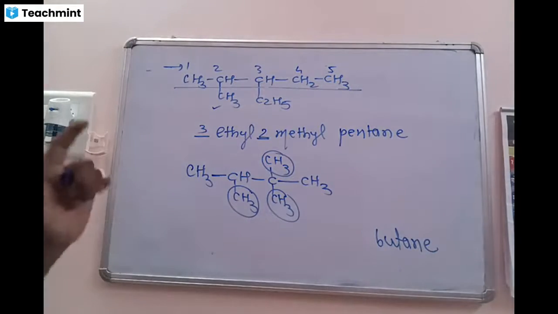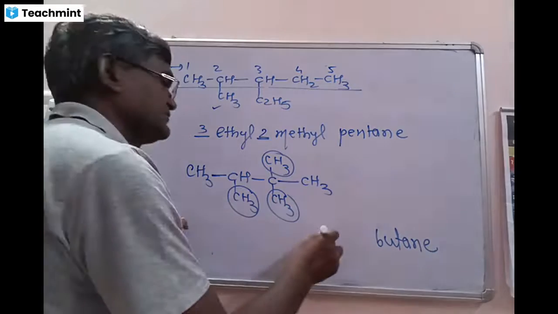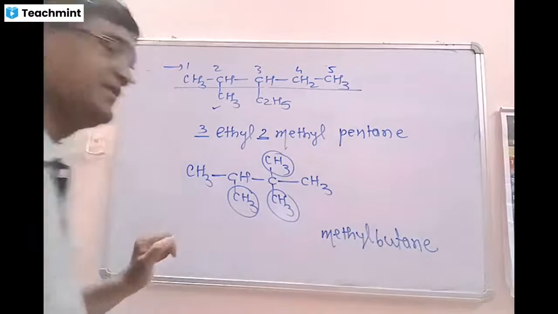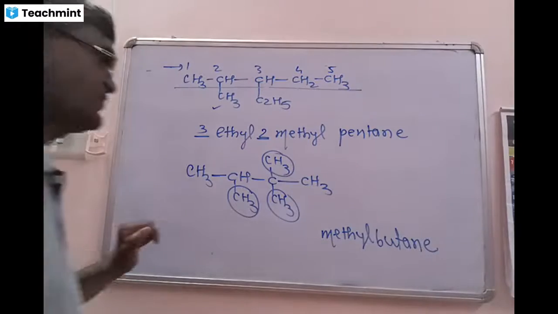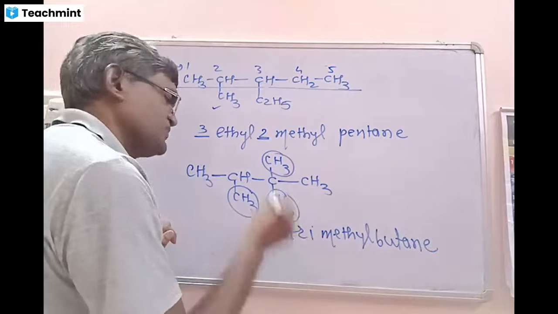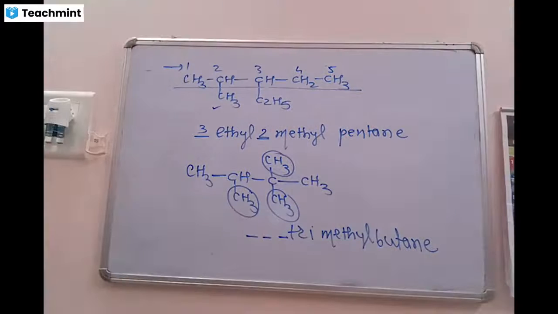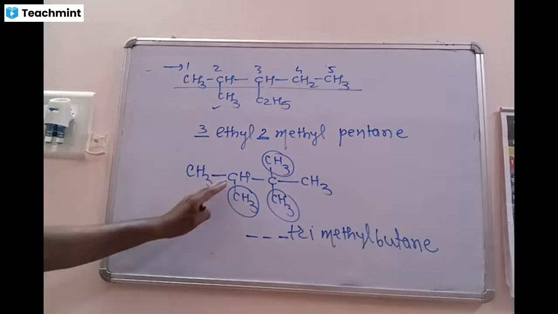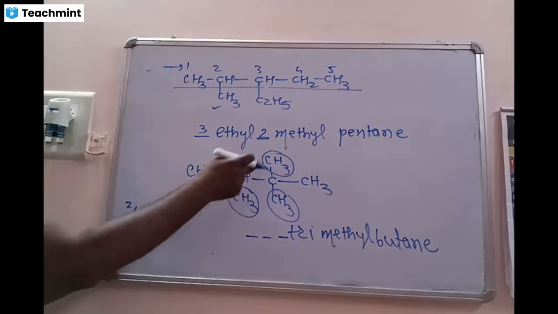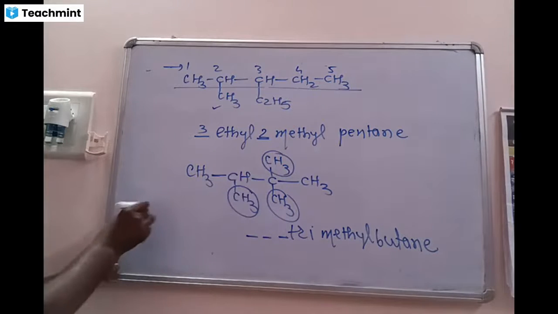Okay. What is their name? Methyl. How many? 3. For 3, I have to write trimethyl, and then there should be position. Right? Now, if you go from this end, then 2, 3, 3. What should be the position? 2 for this, 3 for this, and 3 for this.